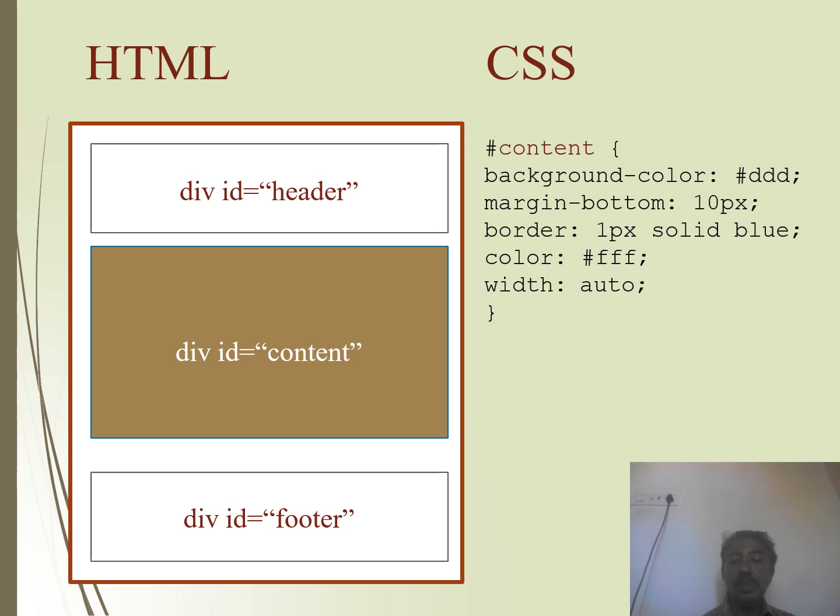Actually, this specifies the color: whatever color you see on the screen is represented by the hash symbol and FF4. But the width is the default width that is already set. This is one example program for that.